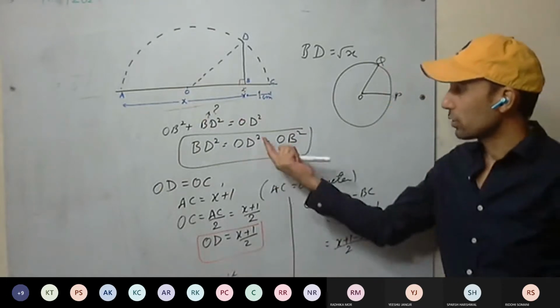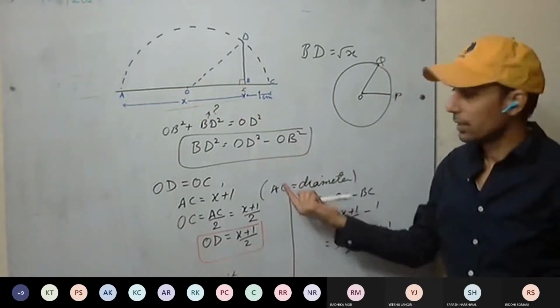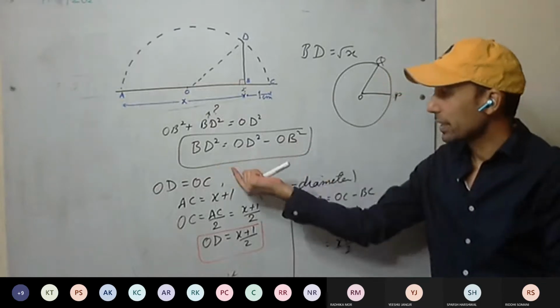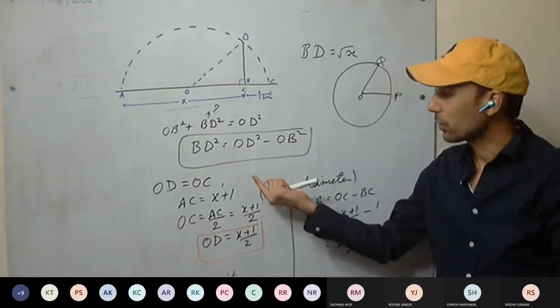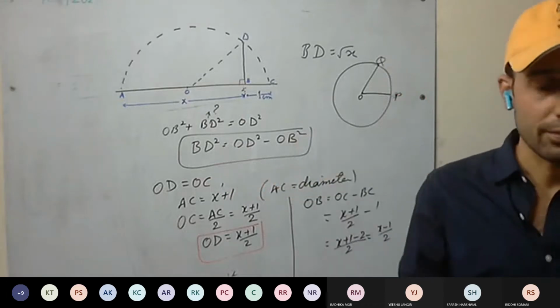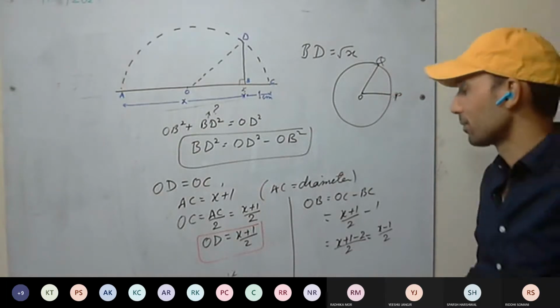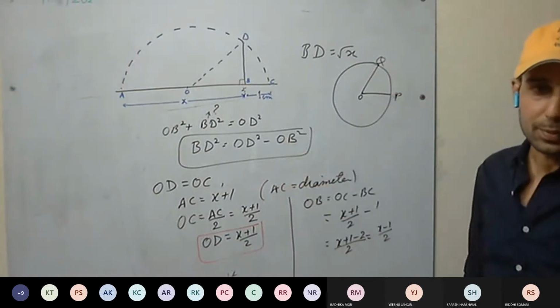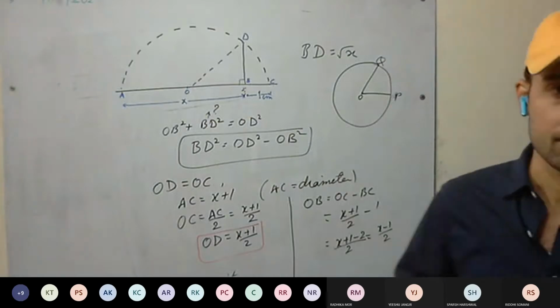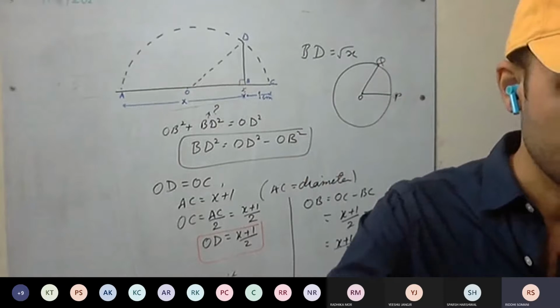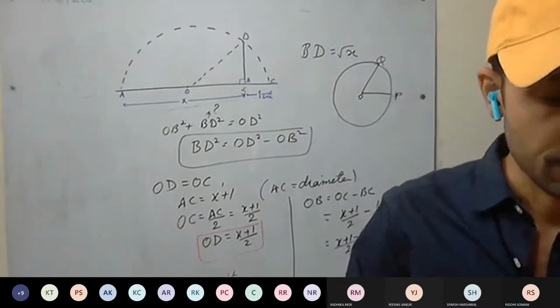Now OD square minus OB square. Do it. You will get only X. Then BD square equal to X, BD equal to root X. Solve it everyone. This is just the calculation part. Understood everyone? Yes, sir.